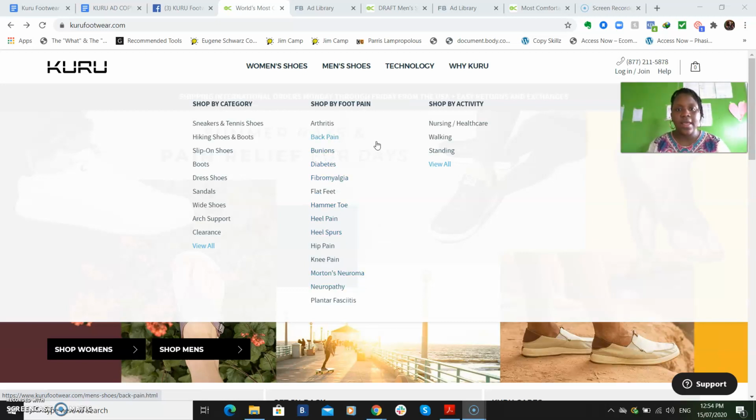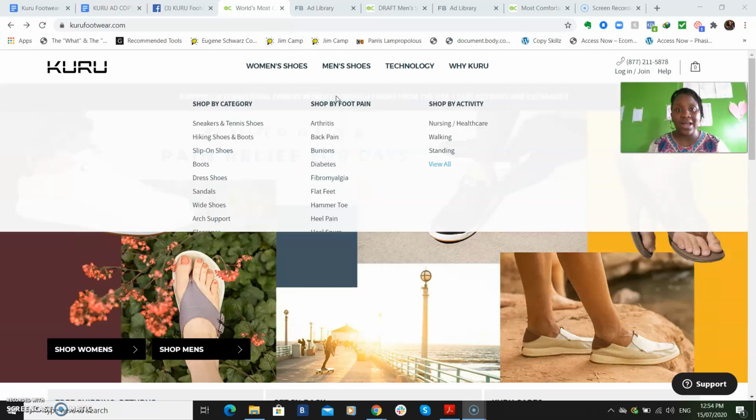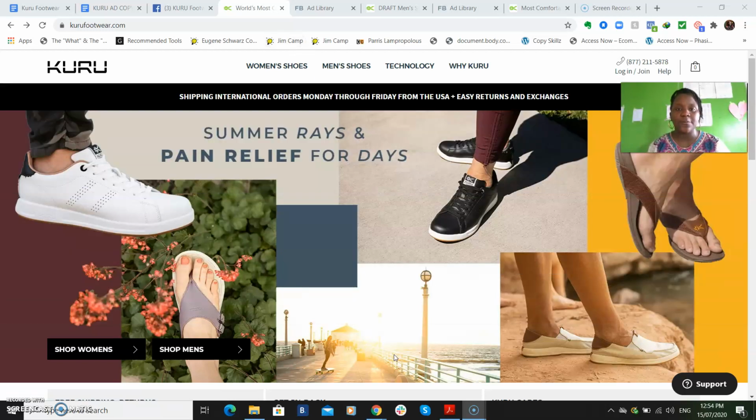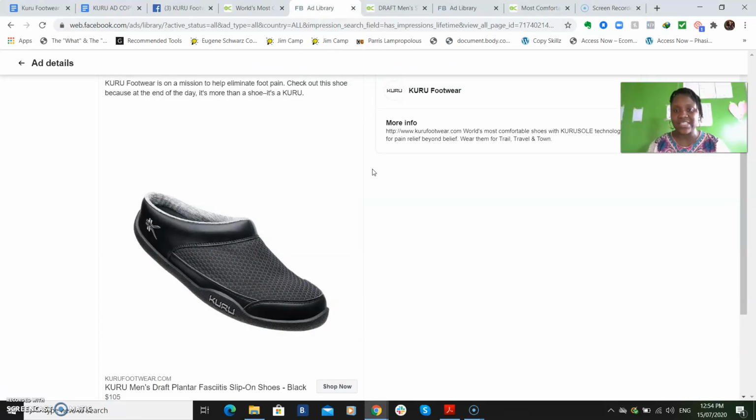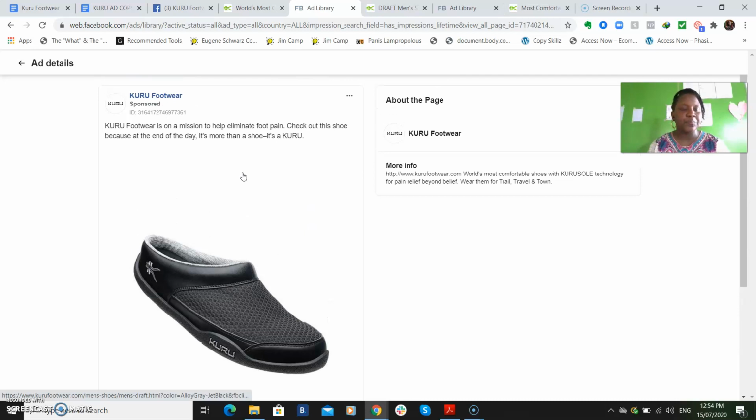And essentially, with your ads, the biggest thing that I noticed was you guys are broad targeting a whole lot, as opposed to making it more specific. From the ad copy you currently have running, to the landing page that you send potential customers to. Let me just pull one ad up here and show you an example. So we have this one here, and it says Kuru Footwear is on a mission to help eliminate foot pain.